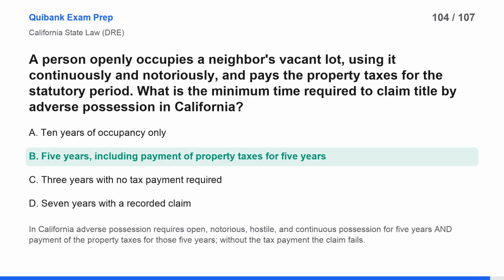The answer is B, 5 years, including payment of property taxes for 5 years. In California, adverse possession requires open, notorious, hostile, and continuous possession for 5 years and payment of the property taxes for those 5 years. Without the tax payment, the claim fails.